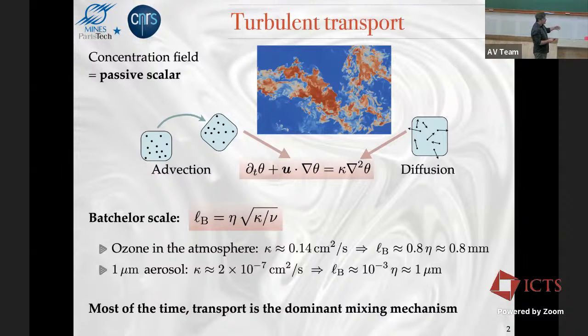So now if we look at some numbers to get an idea of what this Batchelor scale will be. In the atmosphere, the typical value of the Kolmogorov scale is of the order of 1 centimeter. That's the typical value. Yes? Nu is the fluid kinematic viscosity.